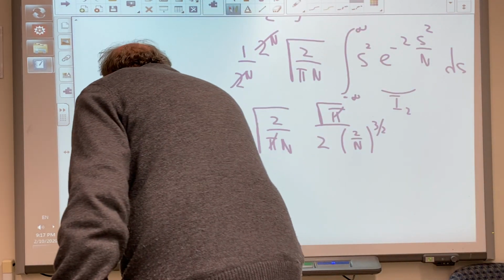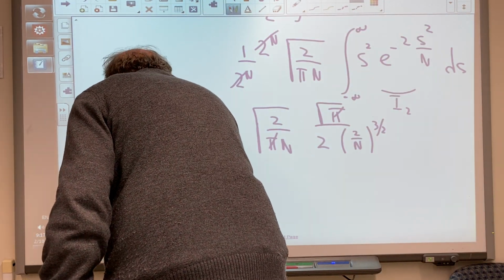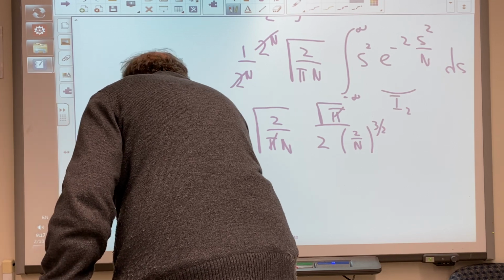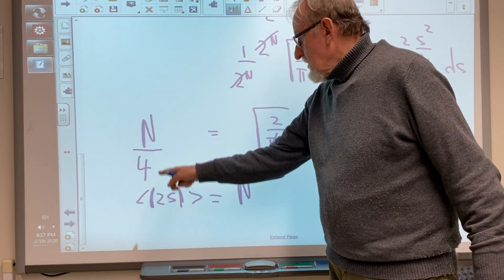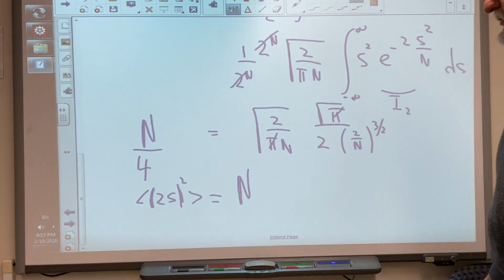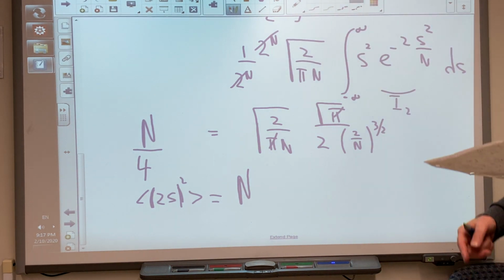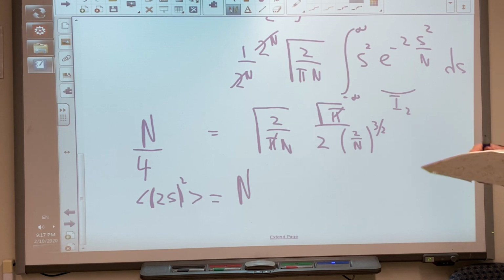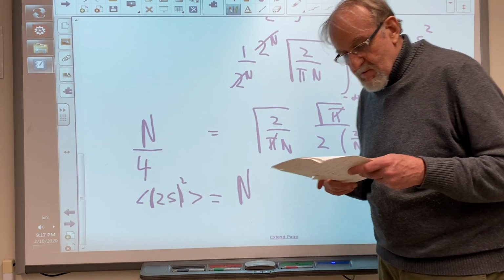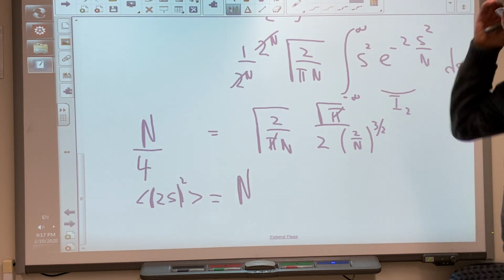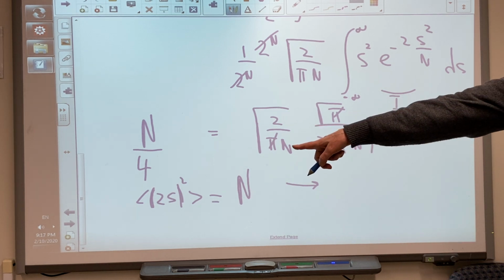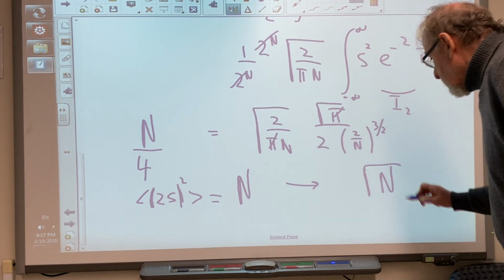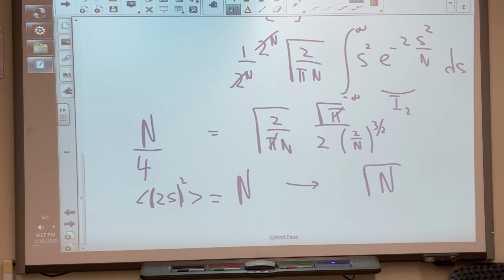What does it mean? That the excess spin, which was 2s, if you square this and you take the average, you get the number n, because you get a factor 4 here. So the average square excess spin is of order n. And this at times is called the square excess spin, and this has a lot of meaning. This means, for example, that the standard deviation, which is the square root of that number, goes as the square root of n.